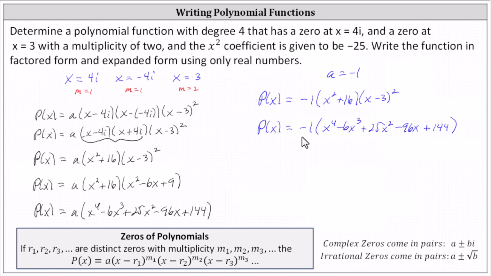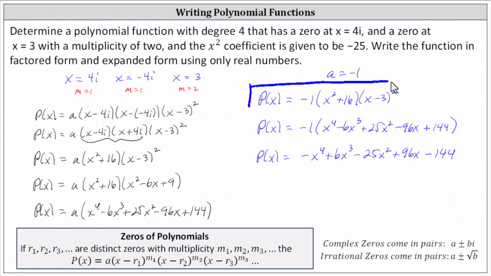But let's go ahead and distribute the negative 1 and write p of x as p of x equals negative x to the fourth plus 6x cubed minus 25x squared plus 96x minus 144. So again, the factored form using only real numbers would be this form, and the expanded form using only real numbers would be this form.